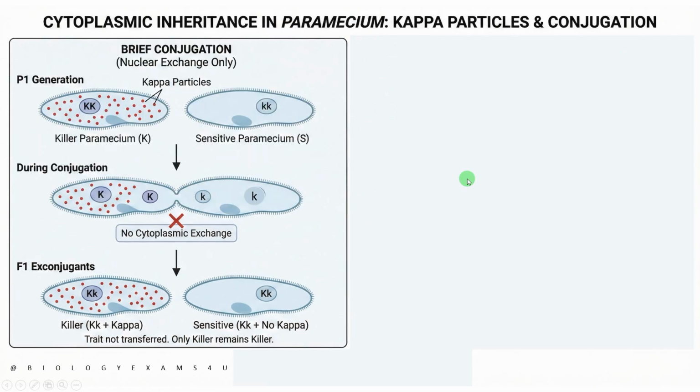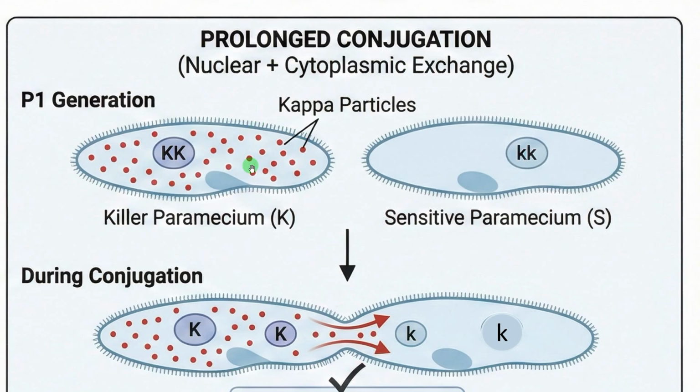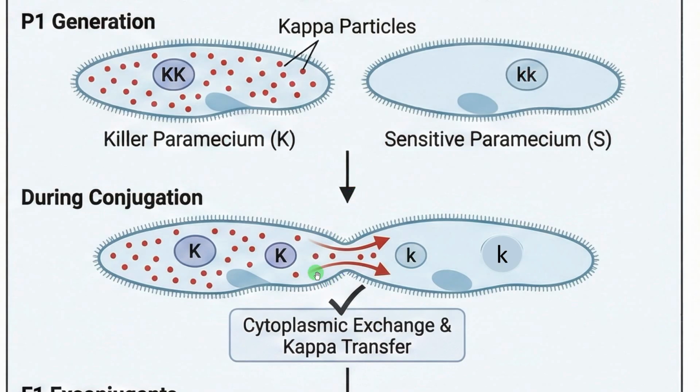Now let us see the second conjugation. In prolonged conjugation, he found out that this killer paramecium and sensitive paramecium, during prolonged conjugation, there is both cytoplasmic exchange and nuclear exchange. This capital K is transferred to the sensitive paramecium, and Kappa particle is also transferred by the formation of a cytoplasmic bridge during prolonged conjugation.